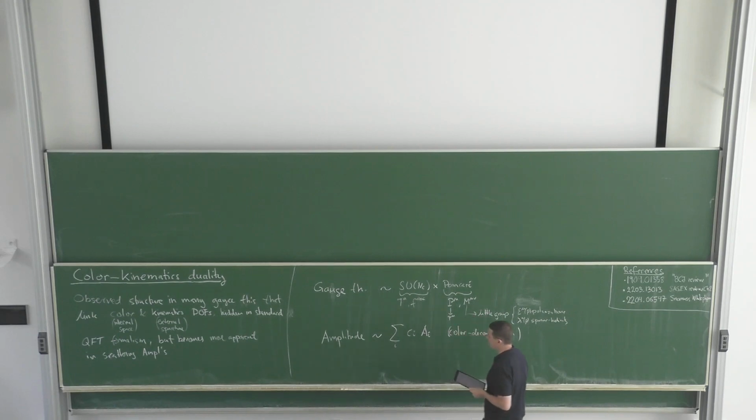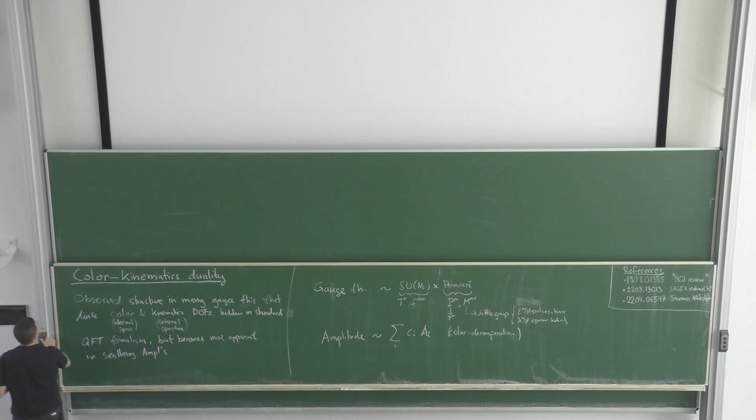Essentially, we're trying to isolate the color dependence of the amplitude into some coefficients, and then we have a kinematic remainder left over that we typically call a partial amplitude. That's why I'm calling it A here. And let me switch to the next one.